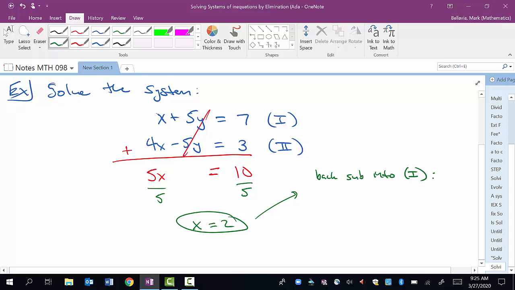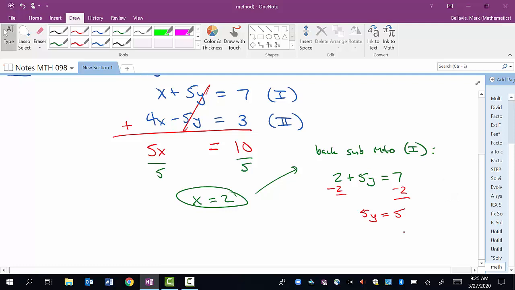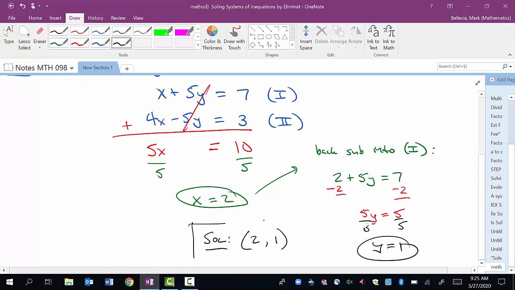Back sub into 1, I would end up with 2 plus 5y equals 7, just subbing in for x there. Then solving this, we'll subtract 2 from each side, end up with 5y equals 5. Then we'll divide by 5 on each side, ending up with y equals 5 divided by 5, which gives me 1. So my solution, as an ordered pair x comma y, will be 2 comma 1, and that would be your answer.